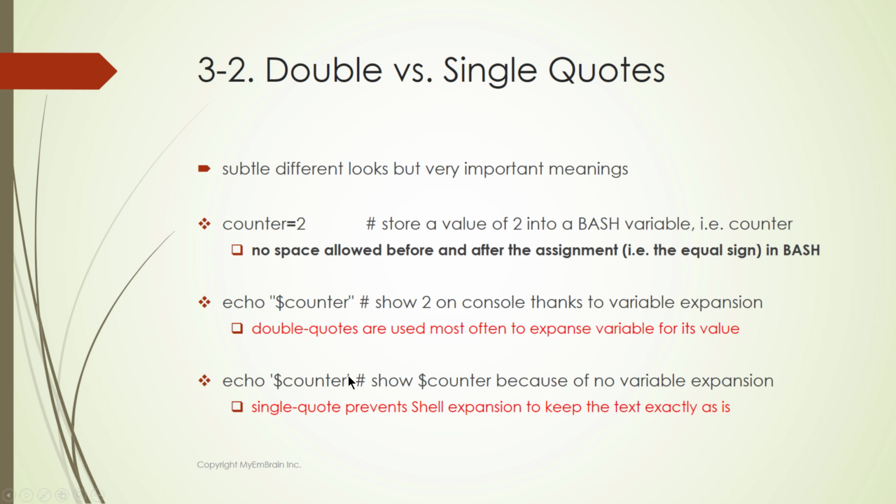The reason is the variable expansion in bash. In double quotes, the bash interpreter will expand this variable and take the content inside the counter, which is the string number 2, and then display it on the console. With single quotes, the bash interpreter will not expand to take the content of the counter variable. Instead, the bash interpreter will print out exactly the text as is.